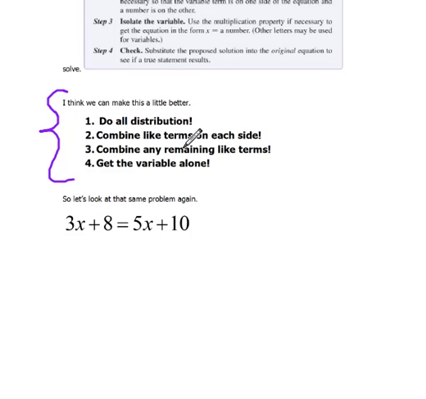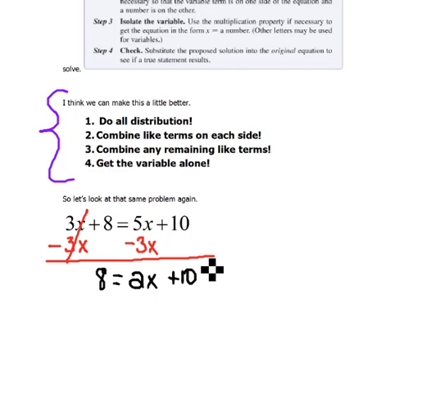Step 3 says combine any remaining like terms. Well, we have an x here and an x here on either side of the equal sign. We do need to move those together because they are like terms. I prefer to move the smaller one if possible. So I'm going to remove 3x by subtracting it. I'm doing the opposite. And we can do that as long as we do it to both sides. So that's going to leave us 8 equals 5x minus 3x, which is 2x, plus 10. Now I still have like terms that I can combine. I can subtract 10 from both sides, and we're going to finish this up in the next video.